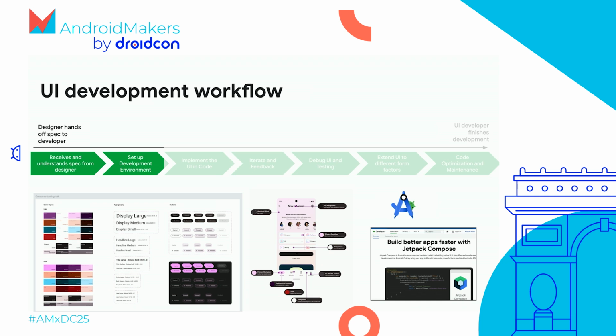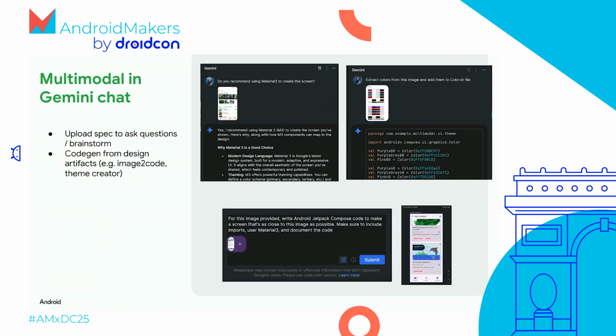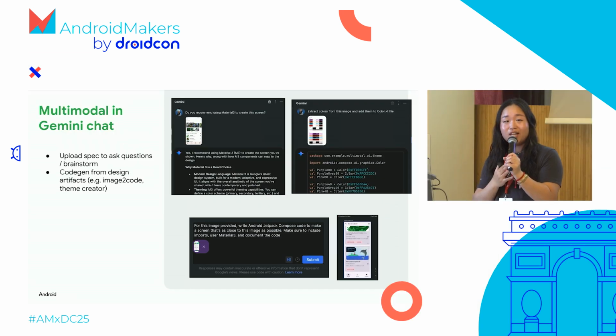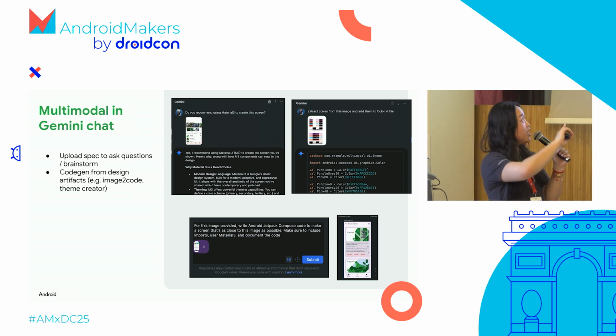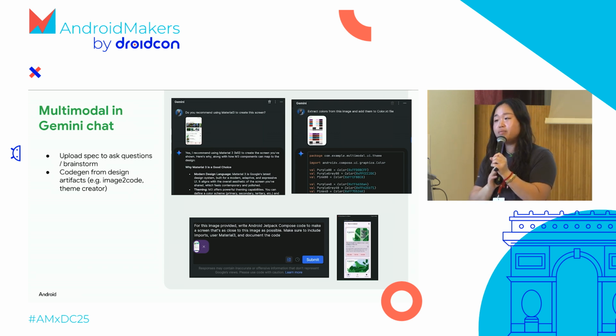And so this is where we introduce the multi-modal and Gemini Chat. The idea is we want you to be able to translate and understand that spec much more easily. I have some examples here. I included a screen and I asked, do you recommend using Material 3 to build this screen? And it might give you some idea about why or why not, depending on your design system.